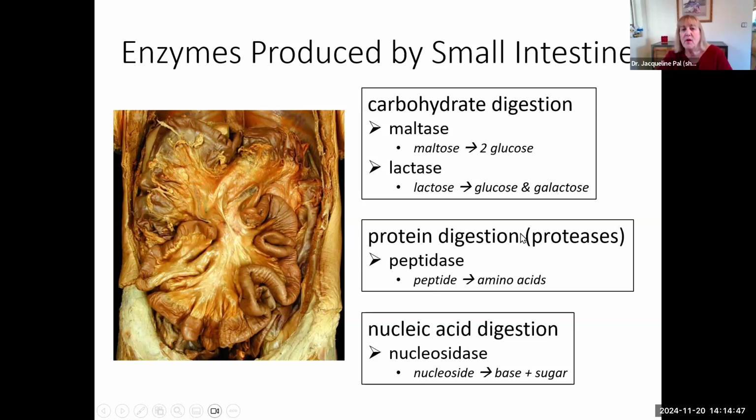Then we also have some proteases for protein digestion. In this case, it's called a peptidase because it's not going to work on a big protein. Remember, in our stomach we already took our protein and broke it down into peptides. So now we have a peptidase, which is going to take that peptide and break it down into amino acids. Our small intestine also makes something called a nucleosidase, which takes a nucleoside and breaks it down into a base and a sugar. I'll explain that more in the video where I talk about digestion and absorption some more.